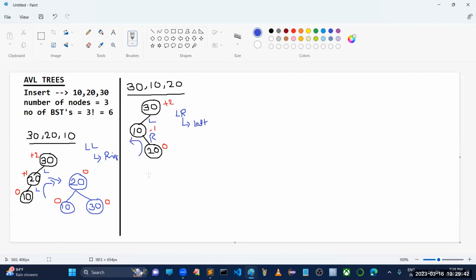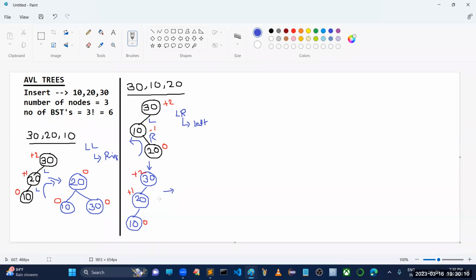We are doing left rotation. If you do this left rotation, what will happen? So here we are going to get 30, and 20 will become its left child and 10 will become its right child. So again, you need to check for balance. Sir, its node balance is 0. This one balance is plus 1. This one balance is nothing but plus 2. Again, it is not a balanced tree.